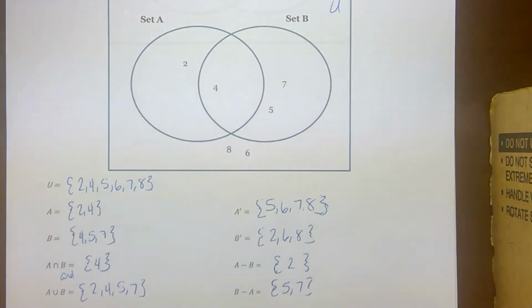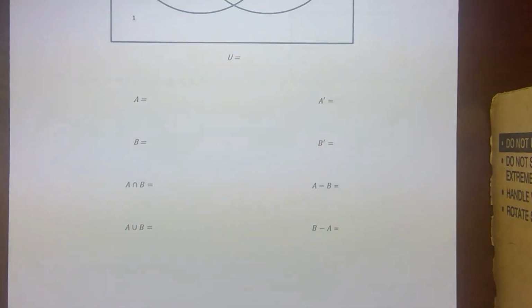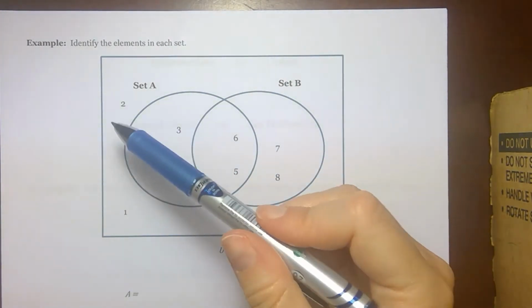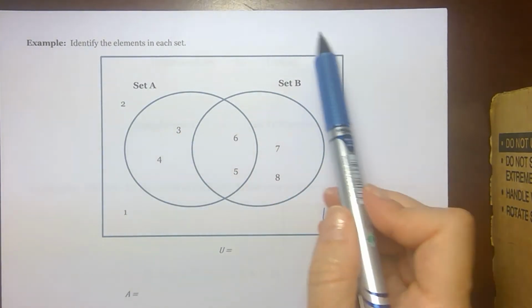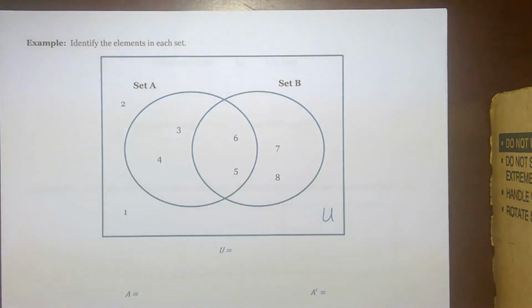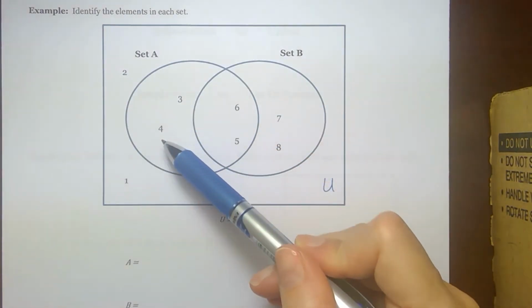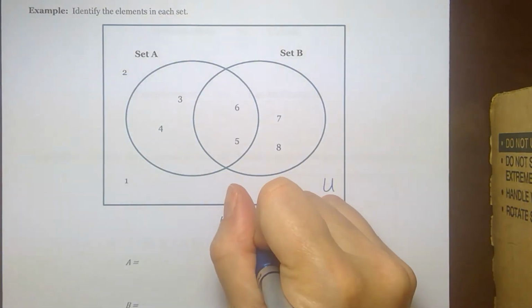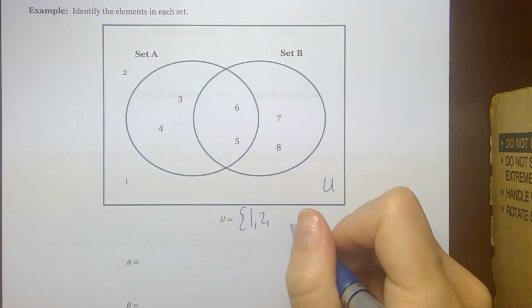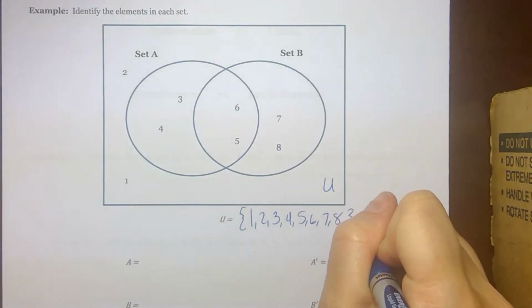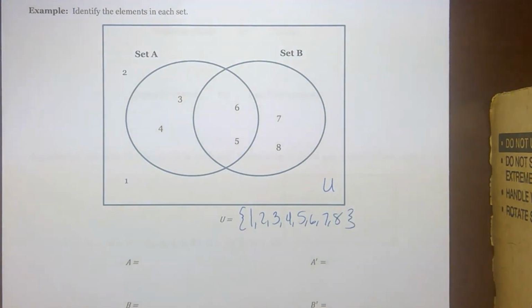Okay, let's look at the next page. On the next page, we have another Venn diagram with two loops, sets A and B, both inside a universal set. Notice that there are two elements that are in the universal set that are not in either A or B. The universal set includes 1, 2, 3, 4, 5, 6, 7, 8. So all of my natural numbers from 1 to 8 are my universal set. That's what makes up my universal set.